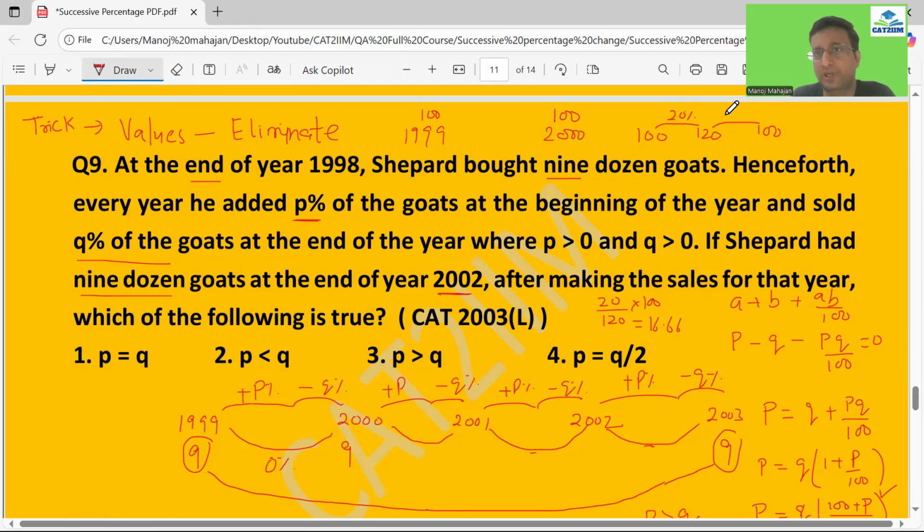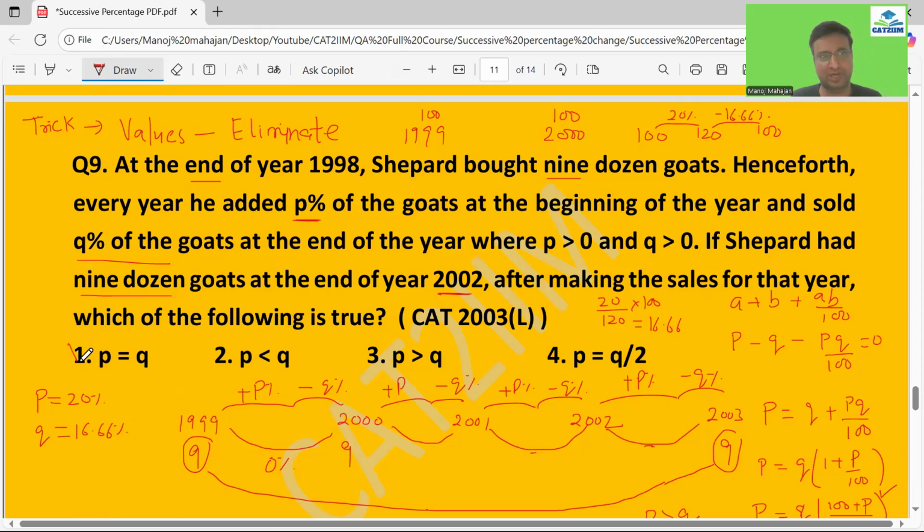So the decrease over here is 16.66%. So in this example, I got the value of Q as 16.66%, as I assumed P to be 20%. So that was the assumption. You can assume any other value also. So what is Q? 16.66% out here. So if I go with the approach of values and elimination, yes, I can look forward to doing it. So is P equal to Q?